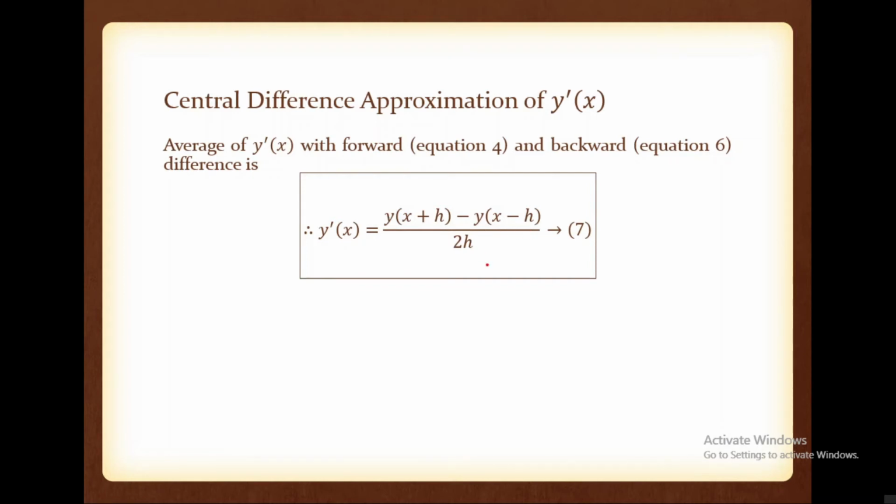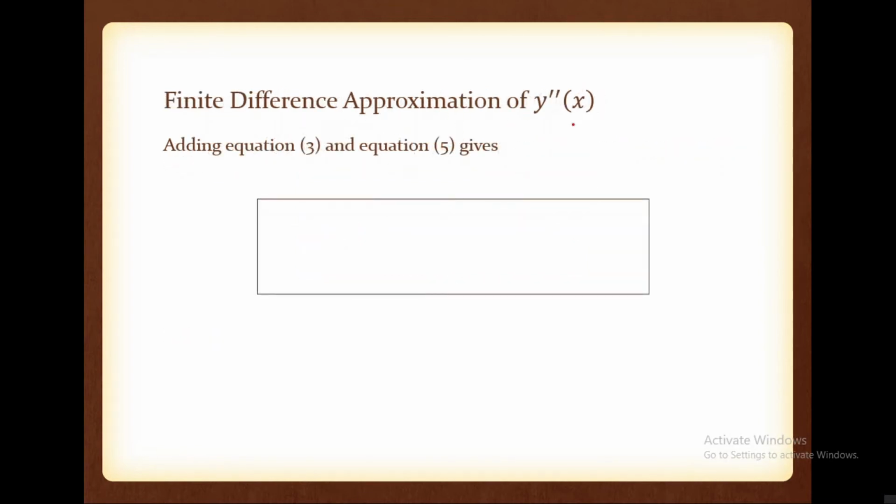Okay, so now if you are going through that ordinary differential equation, the ordinary differential equation that we consider is y double dash of x plus f of x into y dash of x plus g of x into y of x equal to r of x. So we have y double dash of x also. So we need an approximation for the second derivative. Is it okay? So we are going to find the finite difference approximation of y double dash of x.